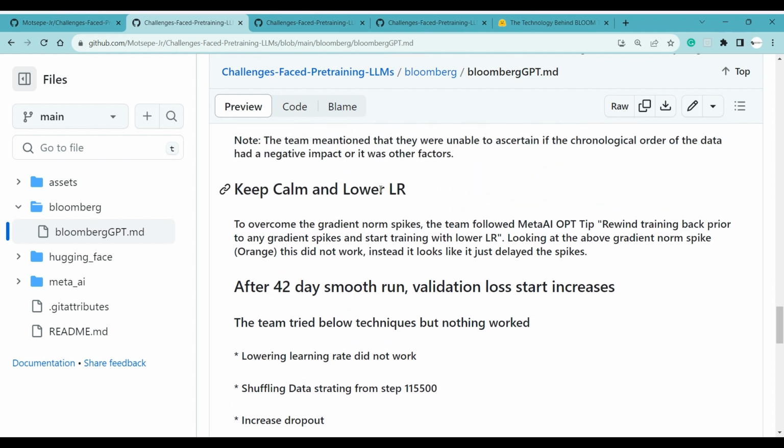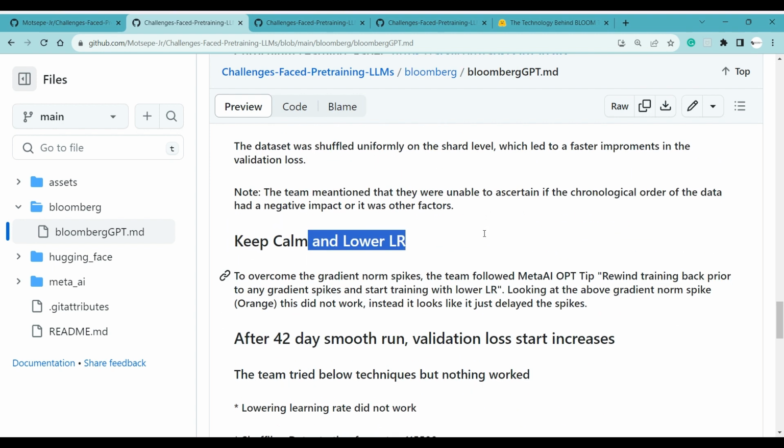Anyway, keep calm and lower your learning rate. As you're going to see as we cover these other projects, this is where you run to, right? If you see divergence, you just go and lower your learning rate. So lowering the learning rate is what you need. But in this case, like I said, these are some of the things that they tried but did not work.